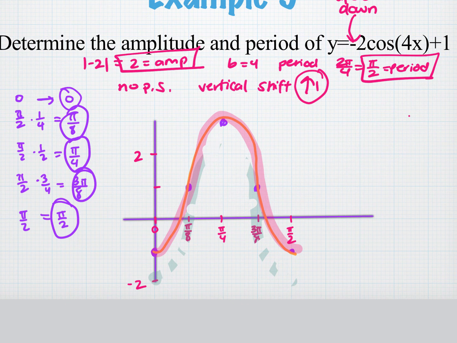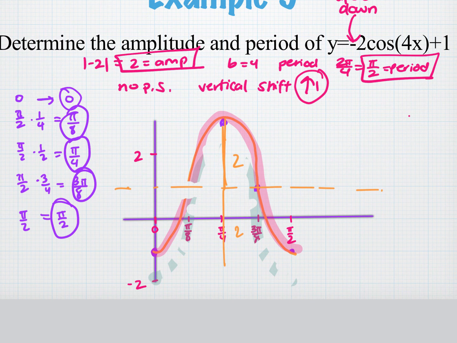If it asks for the amplitude, would it be 2 or 3? It's 2. Amplitude is just the vertical distance. So this is technically where the horizontal center is. The amplitude is still 2 in both directions.